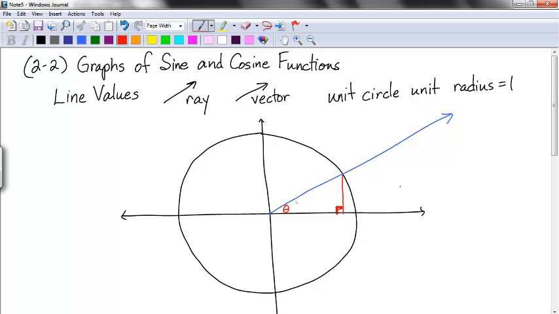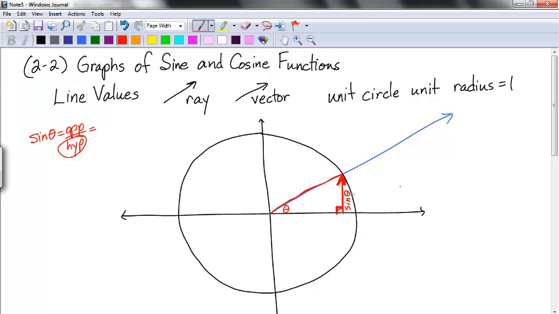If you look at that triangle, this is the opposite, and this is the hypotenuse. But what's this hypotenuse? 1. It's 1 because that's the radius of the circle, right? So if I looked at the definition for sine, sine of theta is opposite over hypotenuse. The opposite is this vector or line value, and the hypotenuse is 1. So label this as sine of theta. That line value represents sine.